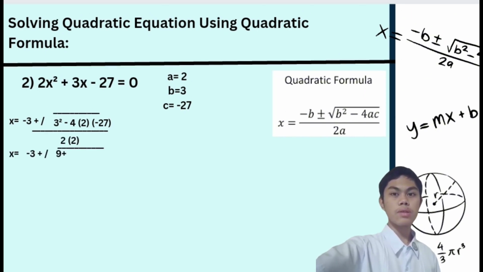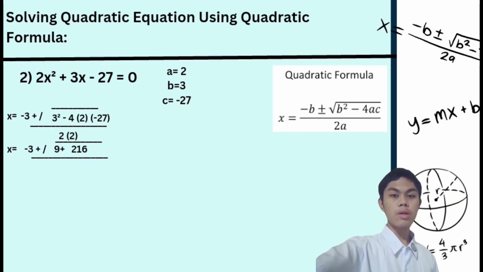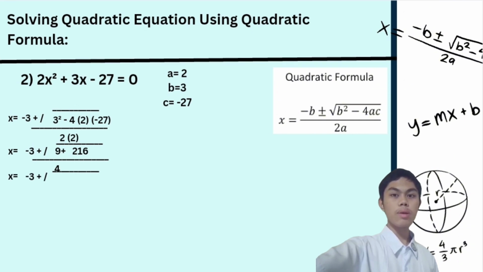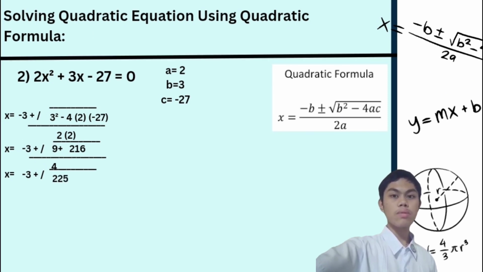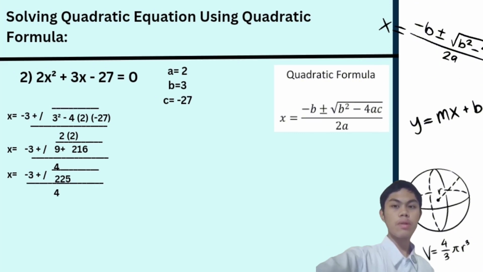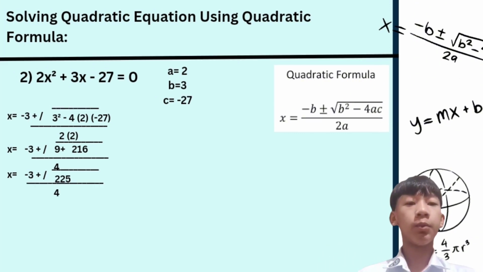Then simplify. So x is equal to negative 3, positive or negative square root of 9. 4 times 2 is equal to 8. 8 times 27 is 216. All over 2 times 2, which is 4. X is equal to negative 3, positive or negative square root of 9 plus 216 is equal to 225 all over 4. X is equals to negative 3 positive negative square root of 225.